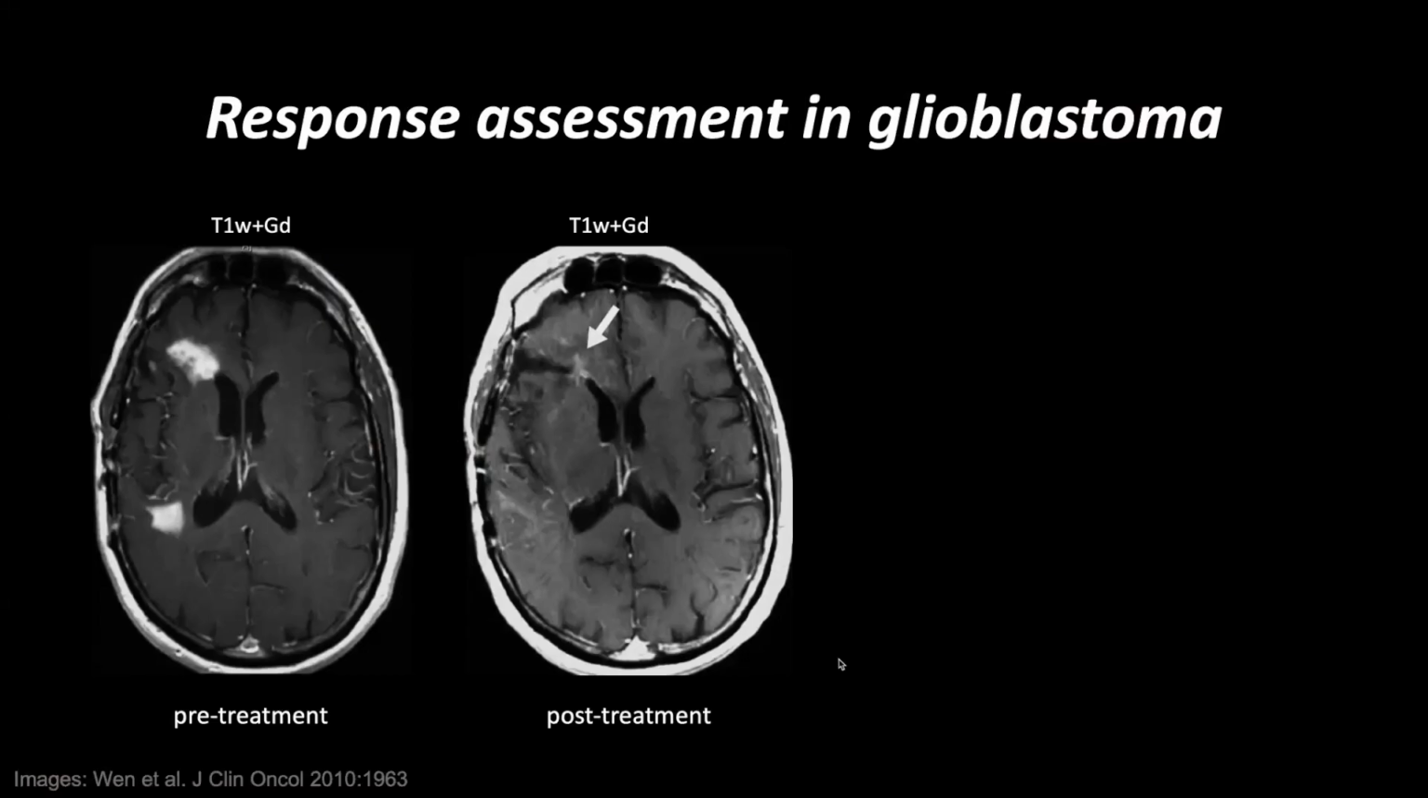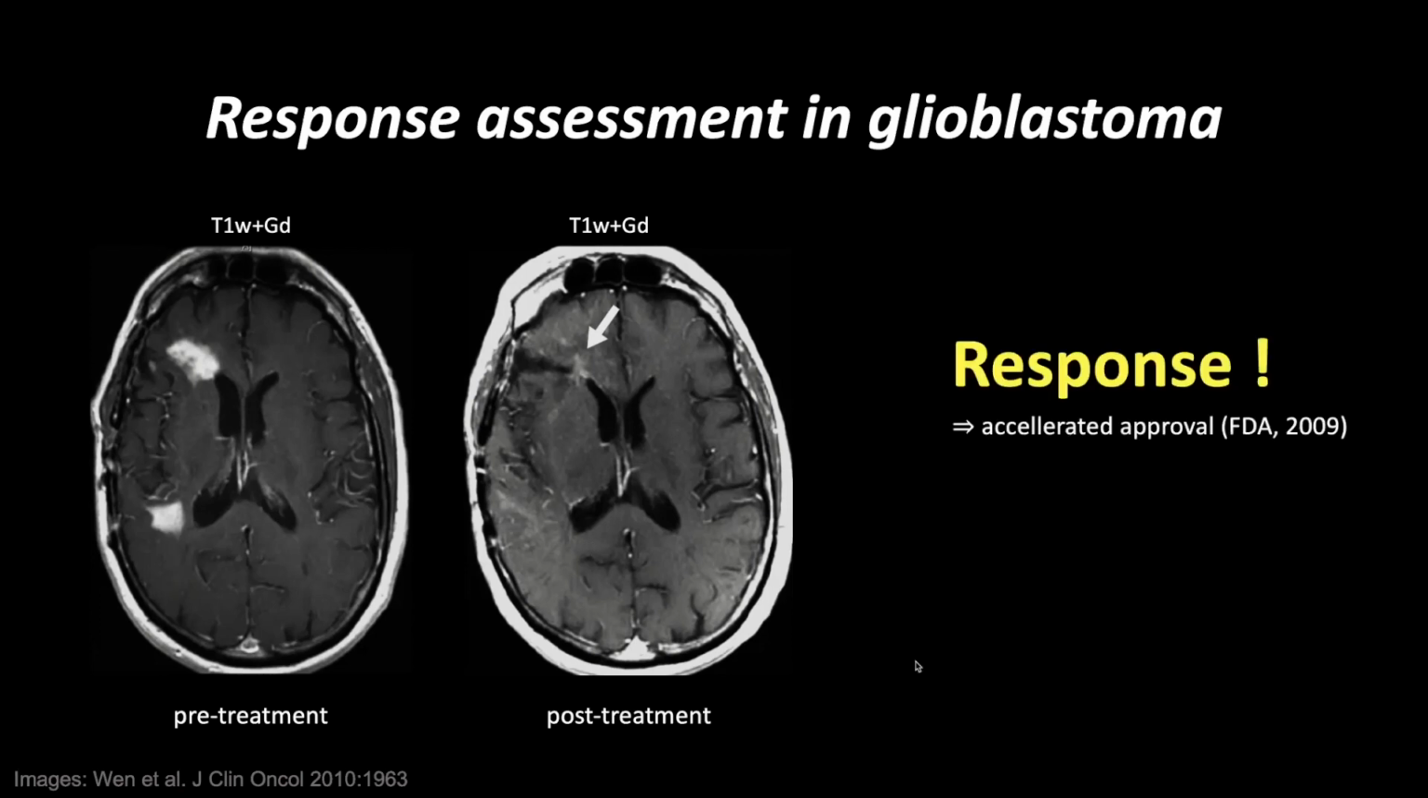So this is an example of the pseudo response. This is in a patient that was originally included in the first trials for bevacizumab, an anti-angiogenic agent, also called Avastin. And you can see the very dramatic decrease in enhancement here. So here the enhancing portions of the tumor have mostly disappeared after treatment. Of course, this was considered at that time a fantastic effect and a response, and this led to an accelerated approval by the FDA at the time.